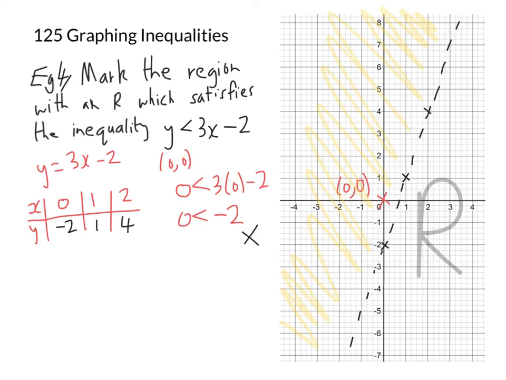Okay, so to summarize, if we break the question down, when you're given the inequality, you draw the boundary line. You might need a table of values to do that. And then you pick the point 0, 0. You put it into the inequality. If it works, you put an R on that side. If it doesn't work, you shade that side and mark R on the other side.